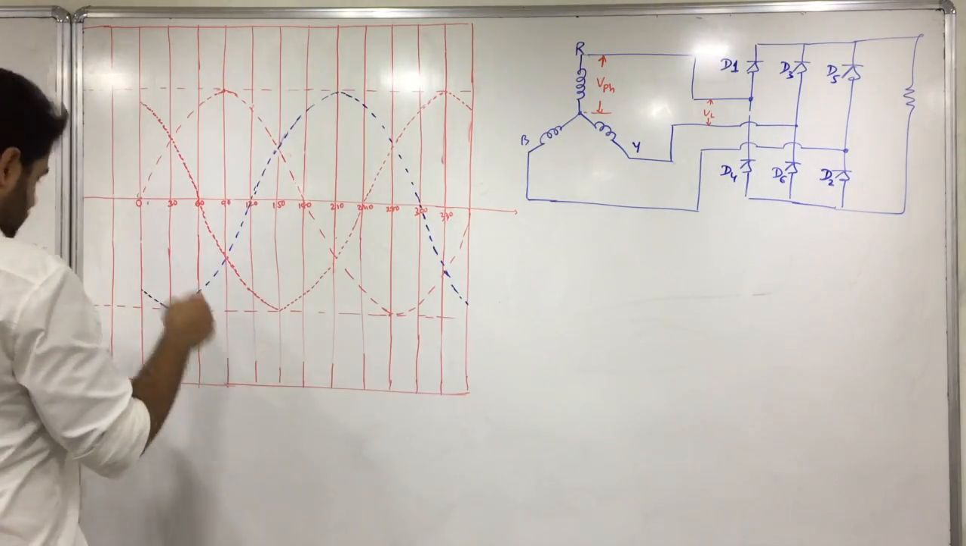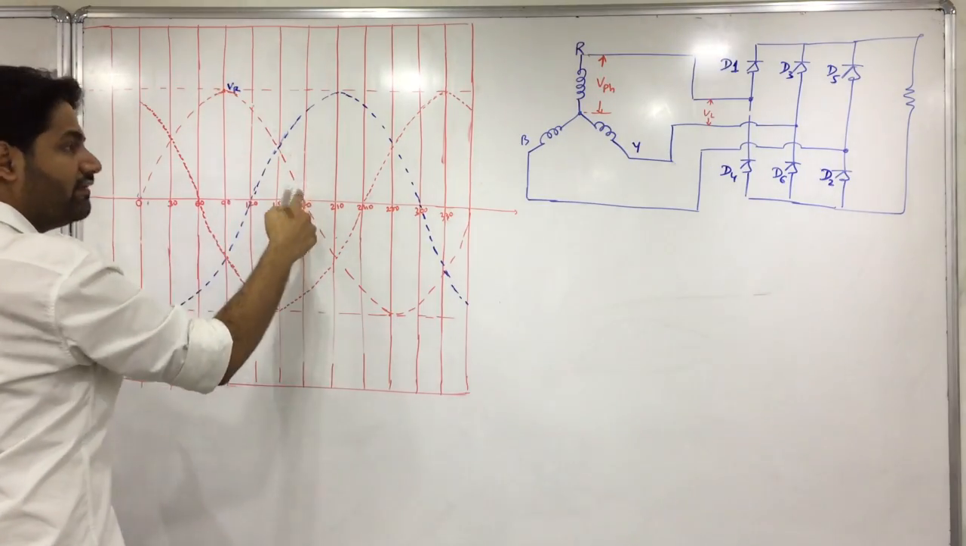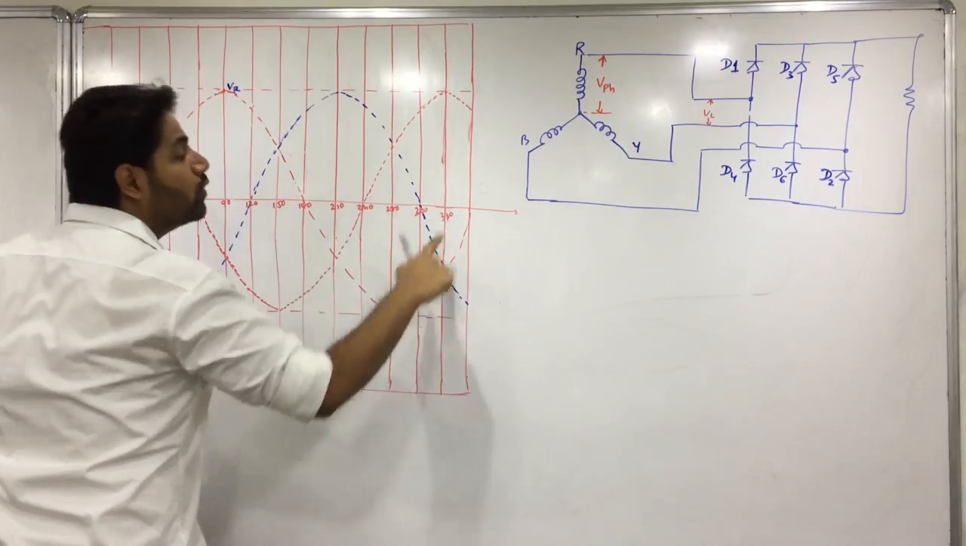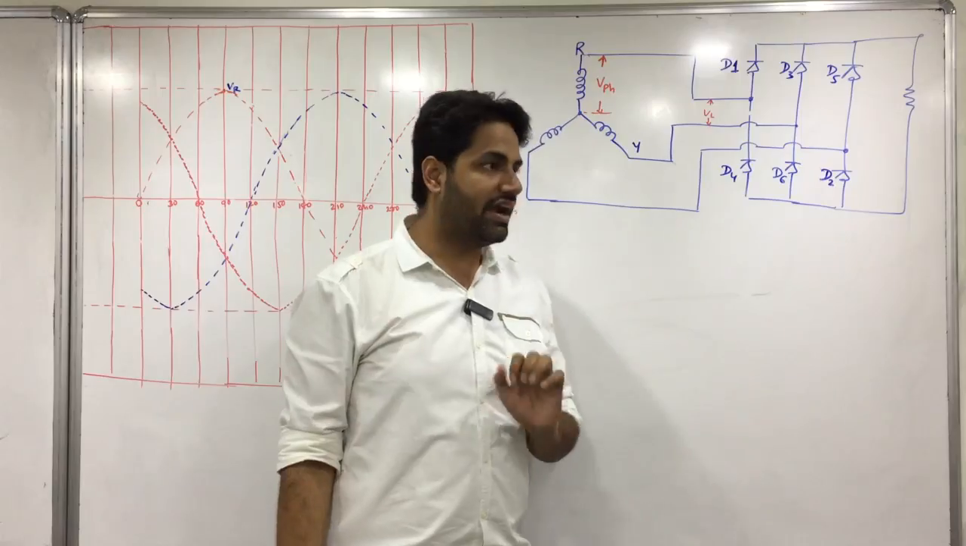Then when we talk about this VR, when VR is positive, which one will conduct? D1 will conduct. When VR is negative, which one will conduct? D4 will conduct. Is it clear? Any doubt on this? Fine.